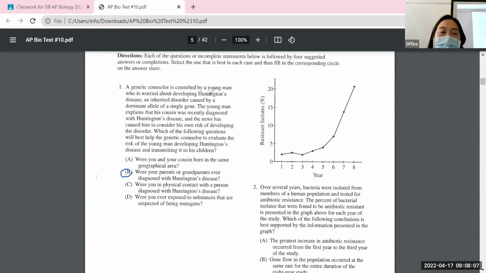Remember, Huntington's disease is one of those that are homozygous lethal, right? It is a dominant disorder. You cannot have two copies, right? Yeah.